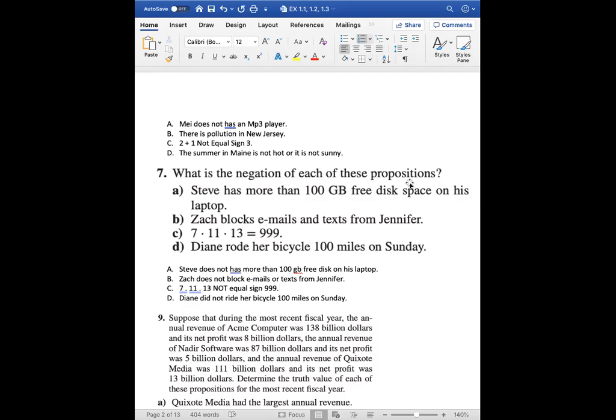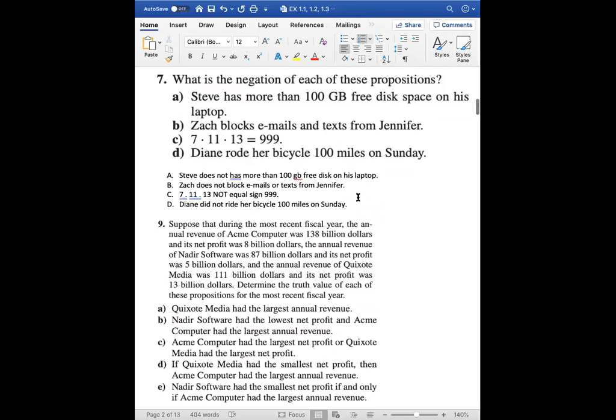Okay, any other questions? In question A, is it possible to use Steve has less than or equal to 100 gigabytes? Yes, because the point is to say that he doesn't have more than 100 gigabytes. Steve can have equal to 100 gigabytes, or Steve can have less than 100 gigabytes, but he cannot have more than 100 gigabytes.